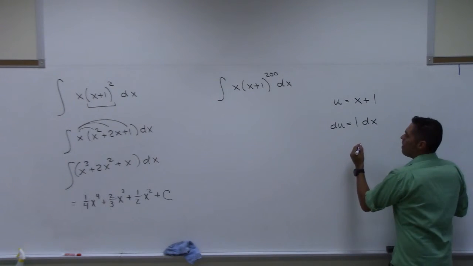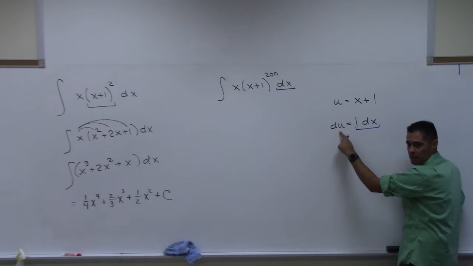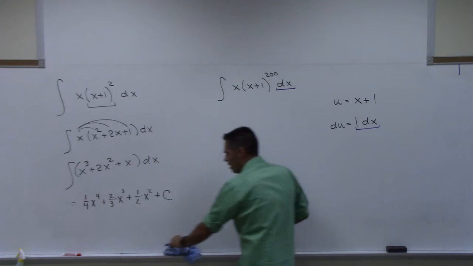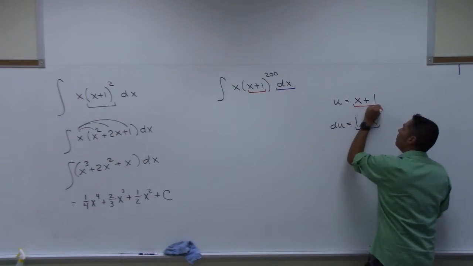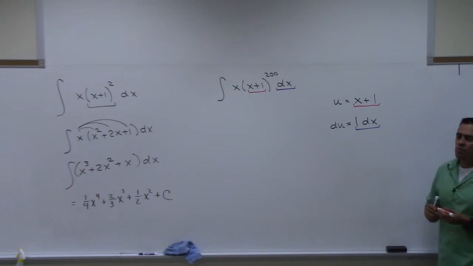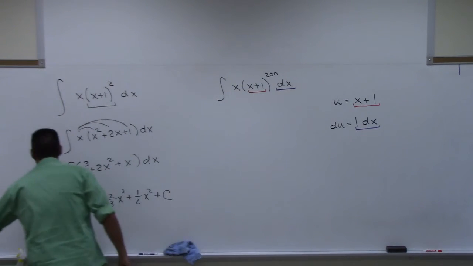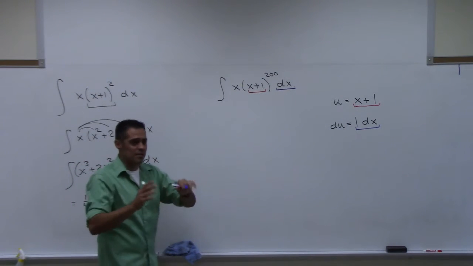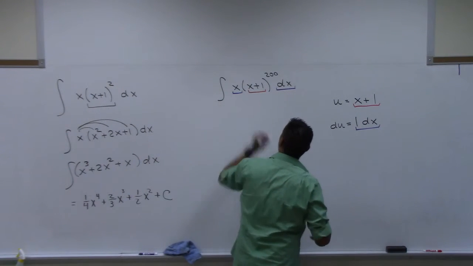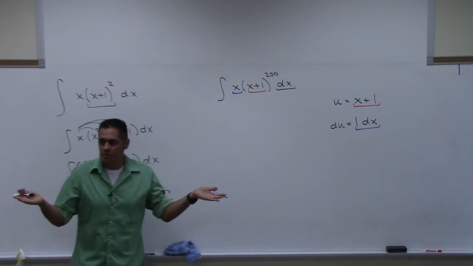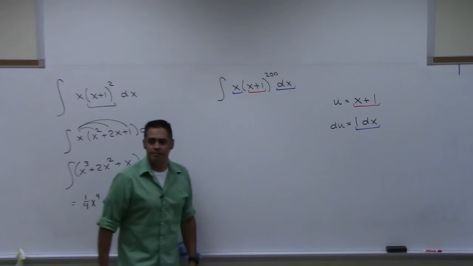Right now, I can replace dx with du, right? I can replace x plus 1 with u, right? But there's one letter there that I have not accounted for, and that's the x. And you are not allowed to have u's and x's mixed together. The whole thing's got to be switched over to u's. So what about this x? If x plus 1 is u and dx is du, then what's x?